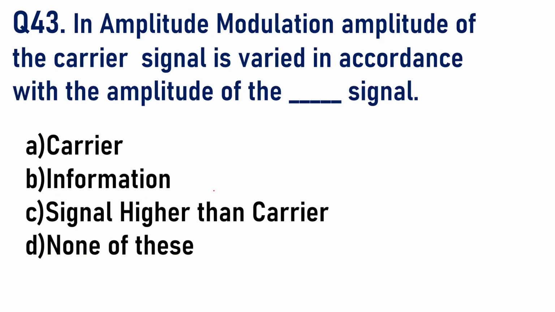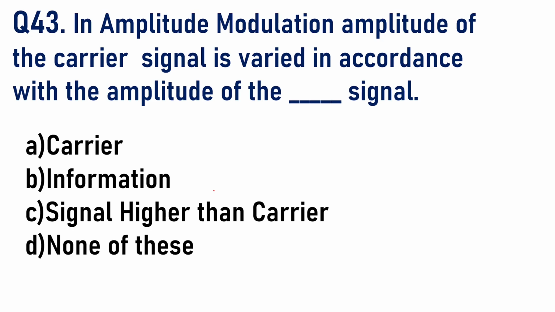Then we'll go to the next question. In amplitude modulation, the amplitude of the carrier signal is varied in accordance with the amplitude of dash signal. Options are: A, carrier; B, information; C, signal higher than carrier; and D, none of these.